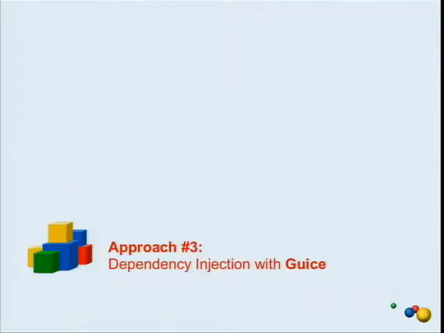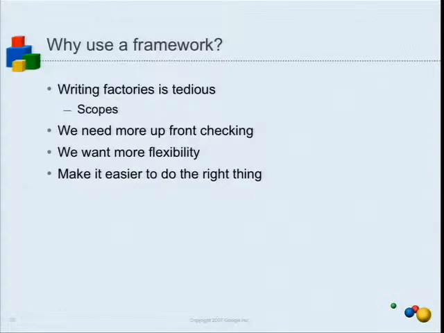So this final approach we're going to look at is how we can take this dependency injection example and implement it using Guice. So why would we want to do this? As I already said, writing factories is tedious. With these simple singletons that we've been writing, it doesn't seem so bad, but it's still pretty bad. You could generate that code, right?